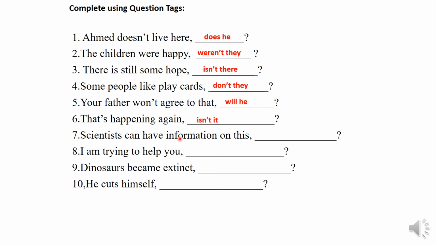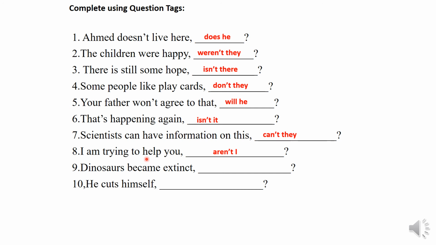Right, that's good. Scientists can have information on this. Where is the verb? There is no verb, there is modal verb can. We use can't they. I'm trying to help you. Here it is an auxiliary, aren't I? Okay, there is the exception of I am. We don't say amn't I, we say aren't I.